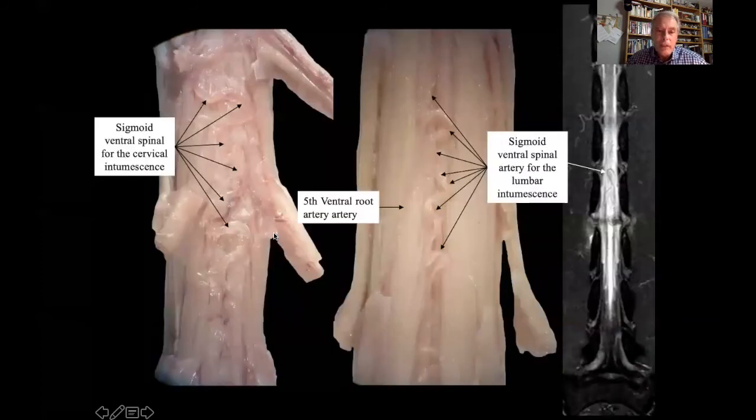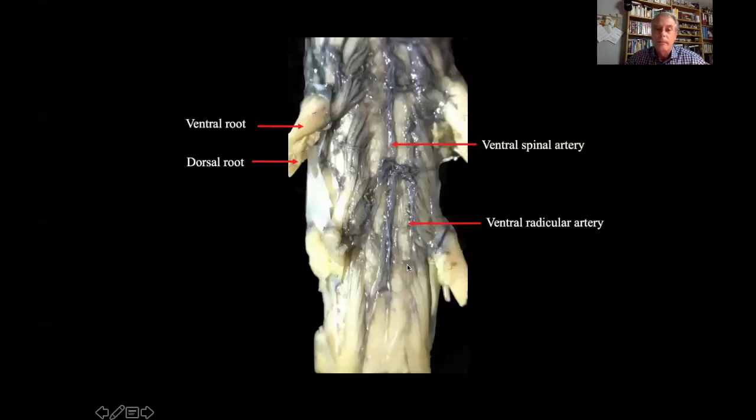An important feature is that this ventral spinal artery has an S shape, or a sigmoid shape, at the level of the intumescence. Here we are at the level of the cervical intumescence. And here we are at the level of the lumbar intumescence. You see, the ventral spinal artery has a sigmoid shape that can be identified on MRIs. Okay, there you have it as well.